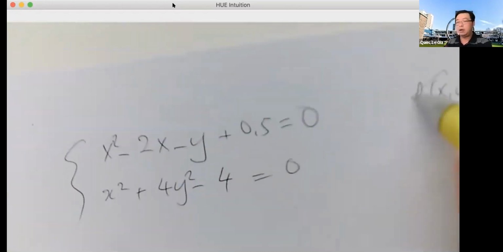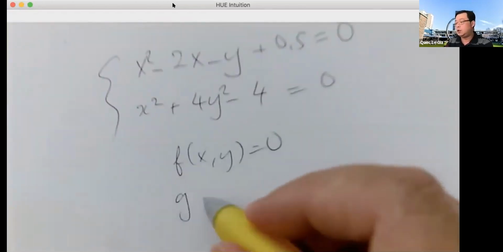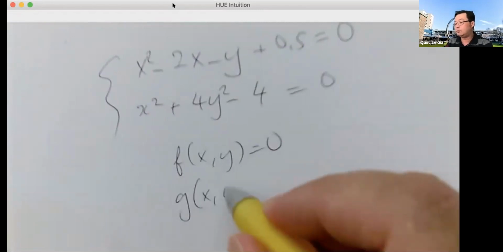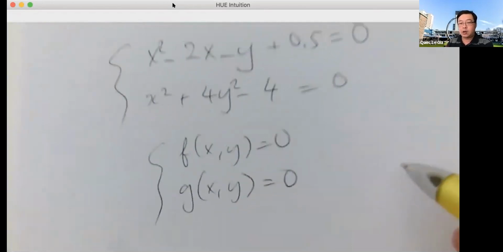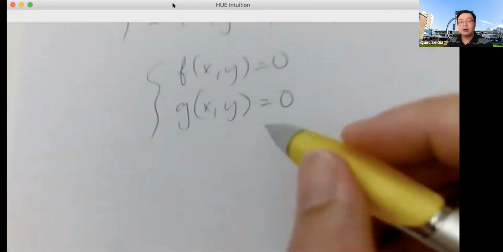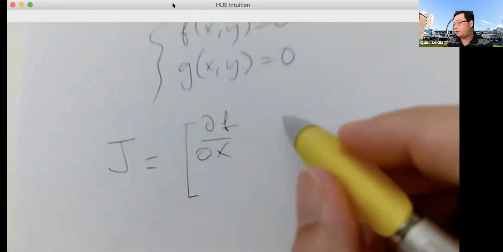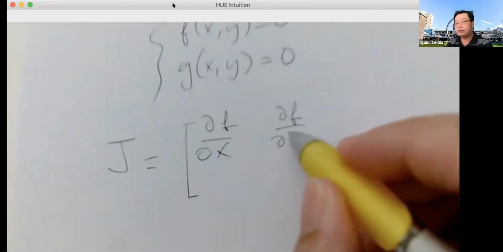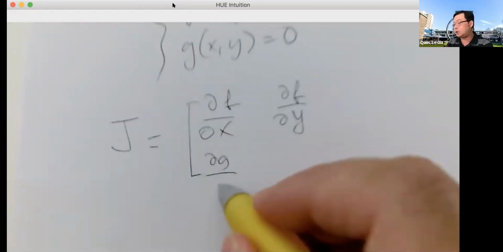So this one is of the form f(x,y) equals 0 and g(x,y) equals 0. Okay, and now what is the Jacobian? The Jacobian is a matrix, yeah? Partial f with respect to the first variable, partial f with respect to the second variable, partial g with respect to the first variable, partial g with respect to the second variable.